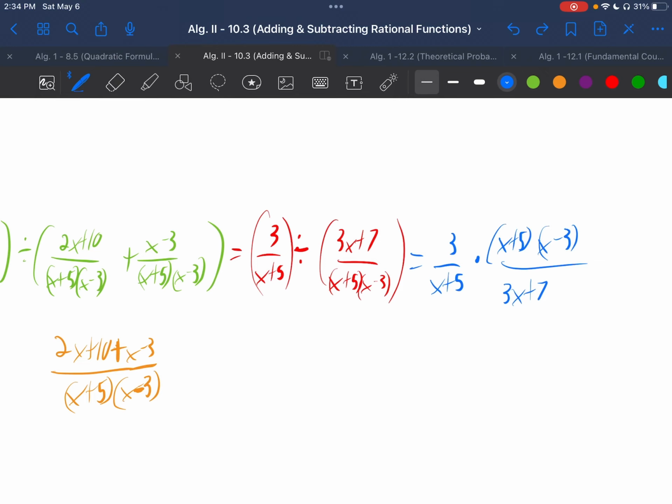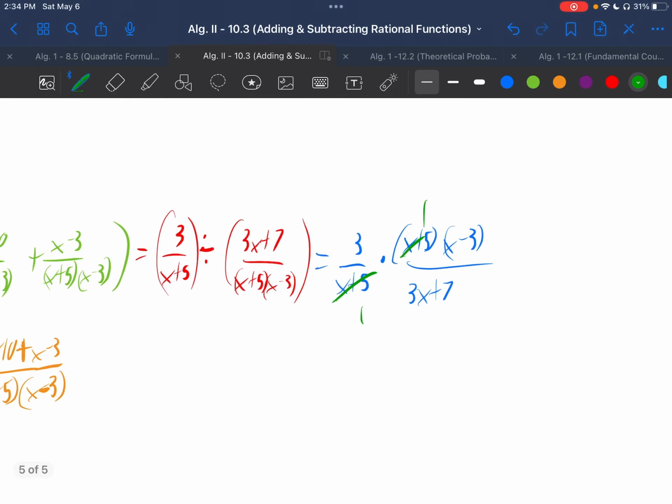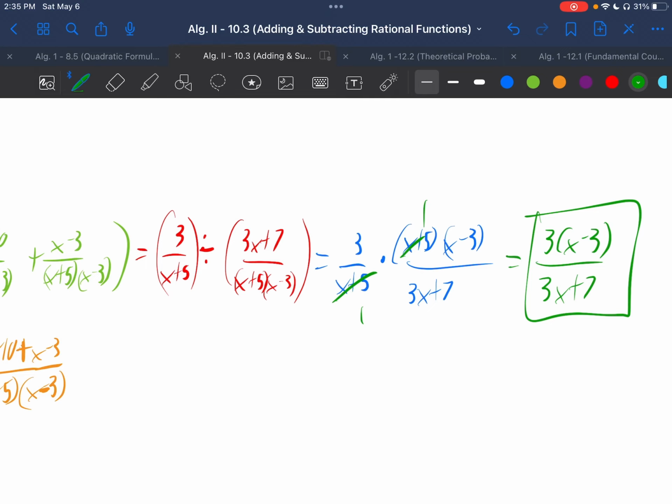So now we look for anything that we can reduce, and I see, oh, I can reduce a few things. So I'm going to reduce x plus 5s and nothing else. So I said a few things, but it's just one. So on the top, you get 3 parentheses x minus 3, which you can distribute in, but you don't have to. On the bottom, you get 3x plus 7. And that would be our answer. I'd encourage you to try example 7 on your own, but that's up to you.